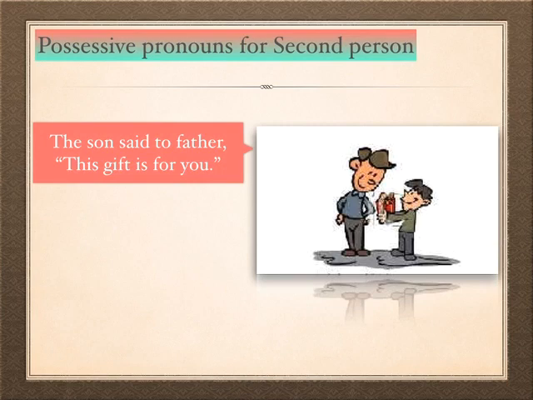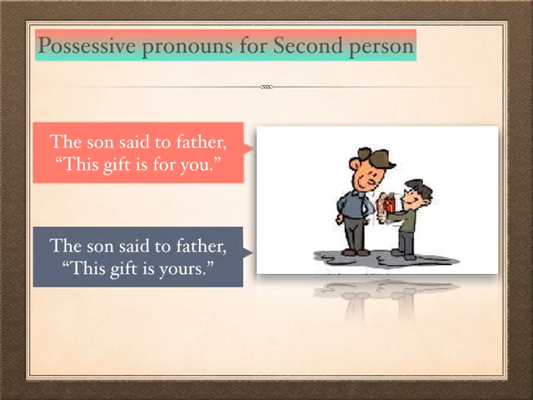So the boy over here is the son, who is the speaker, and he said to father. And so the father over here is second person, that this gift is for you. That means that the gift belongs to his father. So instead of writing the gift is for you, we can use a possessive pronoun for the second person, and the possessive pronoun for second person is yours.